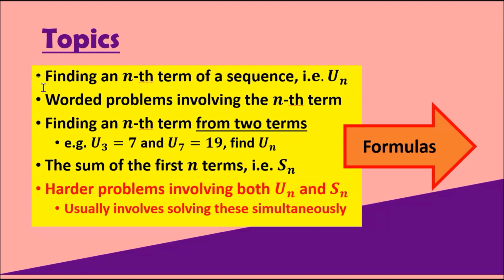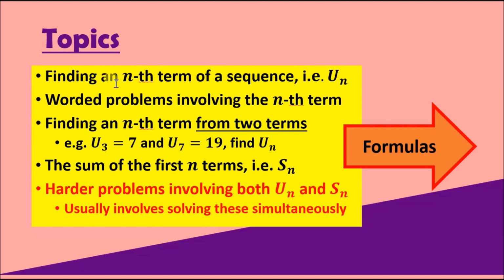The first one is the basic, which is to find an nth term of a sequence, and I call it UN. So this nth term is just your usual regular linear arithmetic sequence, something you've seen a lot of times. Now the second part is like an extension of the first. Here we need to use worded problems that involve the nth term, so pretty much converting a whole paragraph or text or line into an nth term expression.